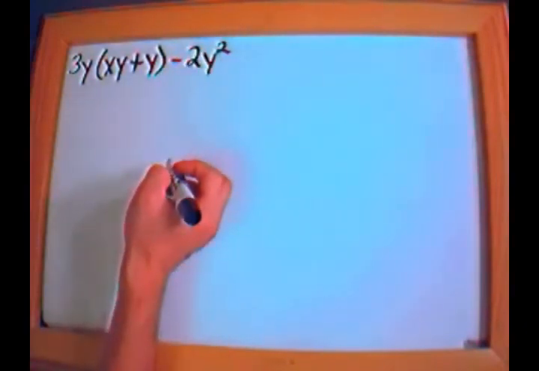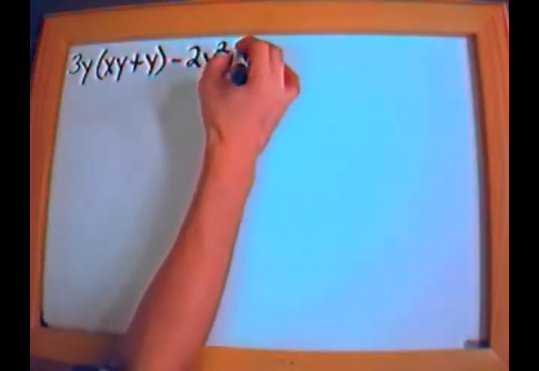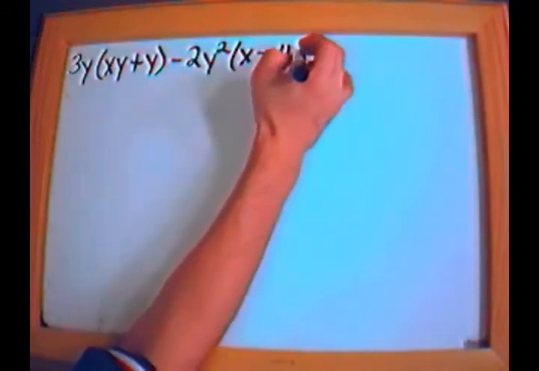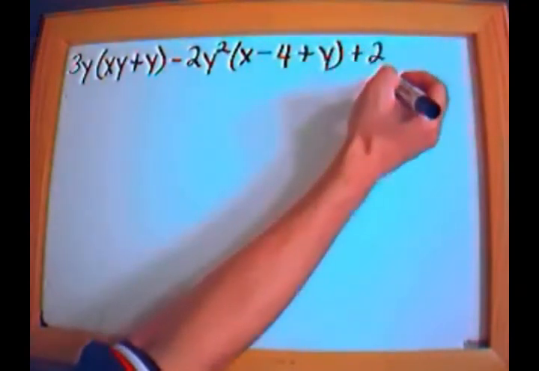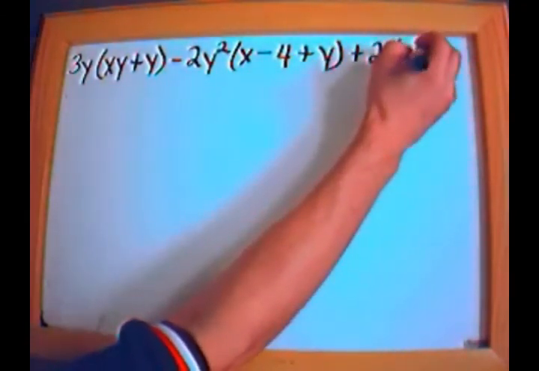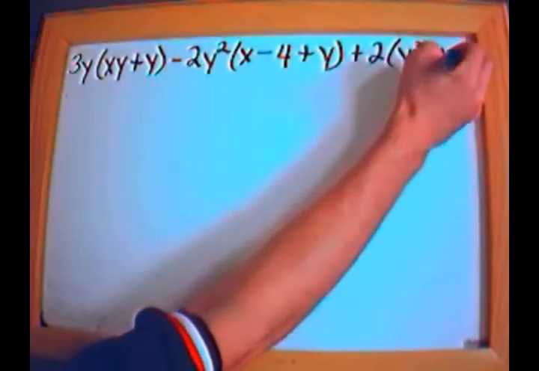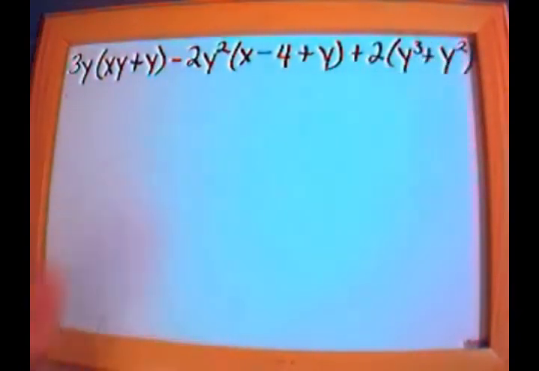Let's take a massive problem. Why not? 3y parentheses x times y plus y minus 2y squared parentheses x minus 4 plus y plus 2 parentheses y to the third plus y squared. And we want to simplify that.